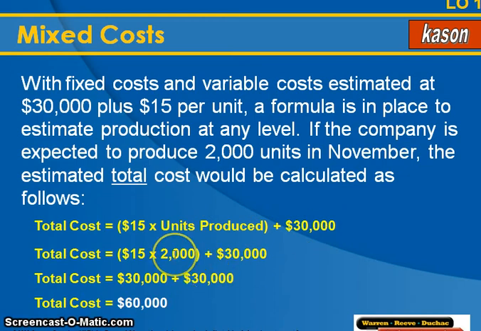So let's say we're going to produce 2,000 units in November. You can estimate that your total cost for the month of December is going to be $60,000, which, as you can see, would be very helpful for planning purposes, because that is the point of managerial accounting, is planning and running your business. So having a good estimate of what the cost will be in the following month would be a wonderful planning tool to use.